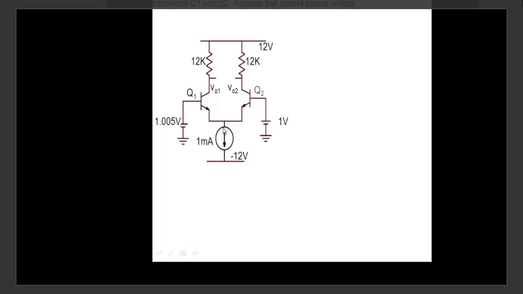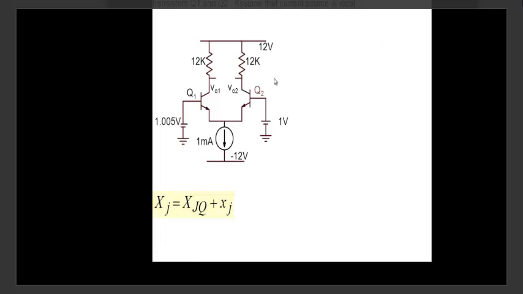Note, in this particular problem, we are given a voltage on this side, we are given a voltage on this side, and we are given a current source. It's written that the current source is ideal. So the moment the current source is ideal, the first thing that comes to your mind is that common mode gain is 0, so I only have to bother about differential mode gain here.